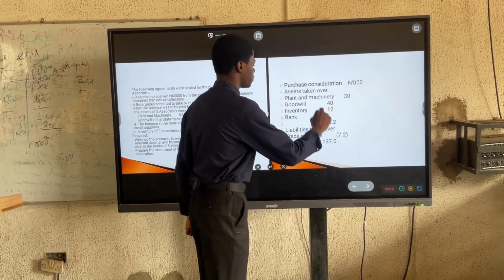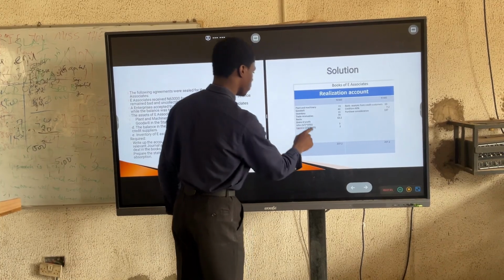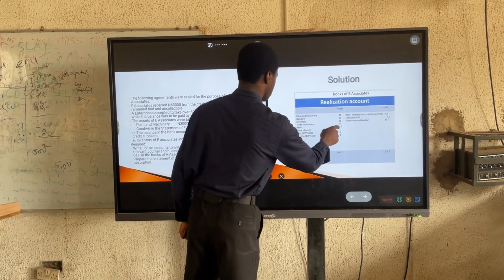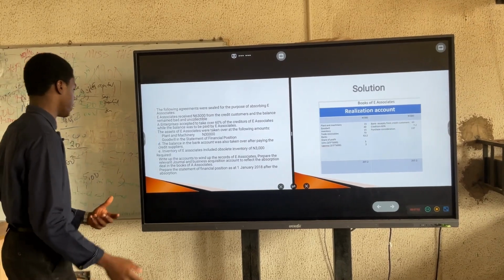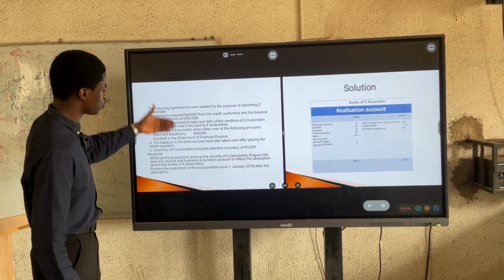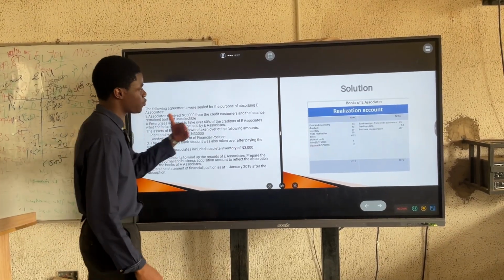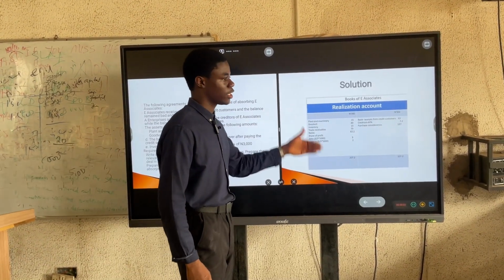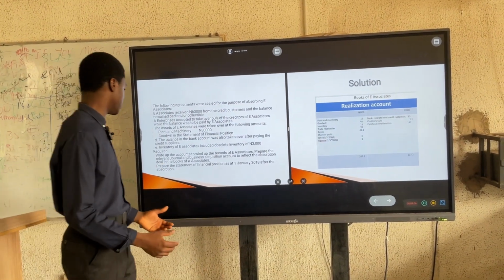That's how they got the value of 62.2 here, and also that's how they got bank of 62.2 here. Now, why are we taking over bank? Because it was stated in the adjustment that the balance in the bank account was also taken over after paying the credit suppliers. That's why it's being considered in realization accounts, because the bank account was also going to be taken over. Do you understand?